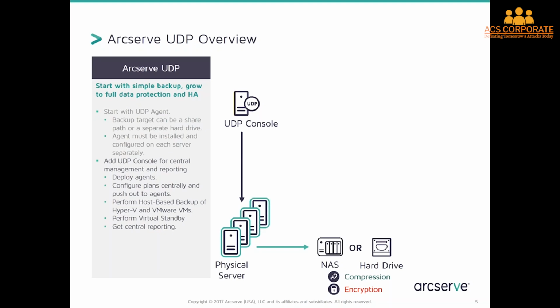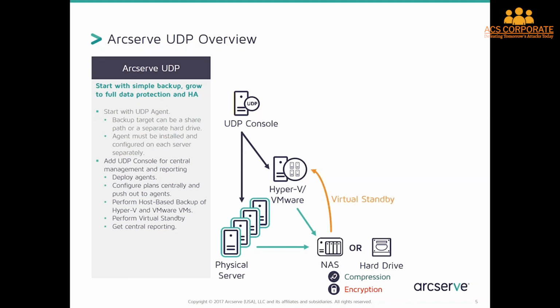Furthermore, by having a UDP console, it lets us protect virtual machines using an agentless method. So we can protect VMware and Hyper-V VMs through the use of proxies, and we can protect the VMs on these hypervisor platforms without having to deploy an agent in each of the VMs. Backups are still going to a NAS drive, for example, or a file share.